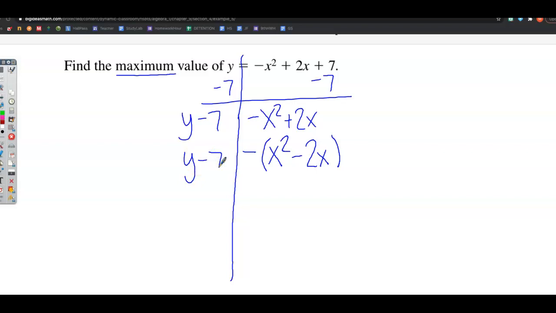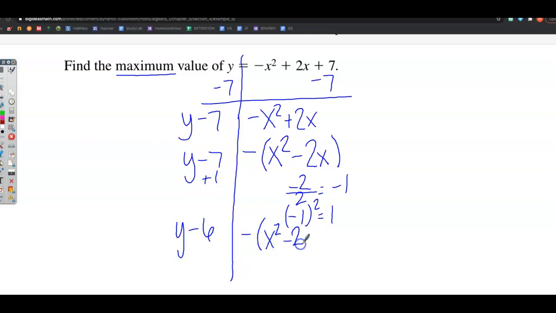So now I would do my b over 2. So negative 2 over 2 equals negative 1, and then I take that squared, which equals 1. And then I add it to both sides. So I have y minus 6. I'm just going to write that. It would be y minus 6. And then on this side, I would have negative, parentheses, x squared minus 2x.